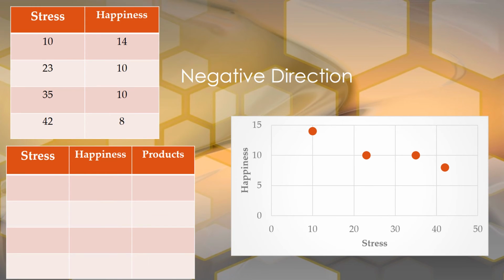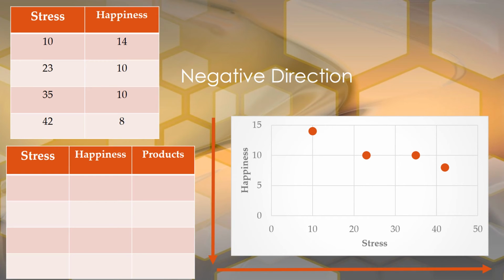Now I'm going to talk about a negative correlation. For a negative correlation, it means that as one variable increases, the other one tends to decrease. So for the scatter plot, we have stress increasing, and happiness will decrease as stress increases. So they're going in opposite directions.